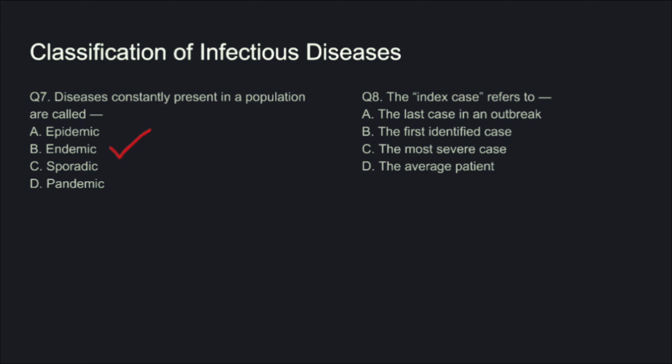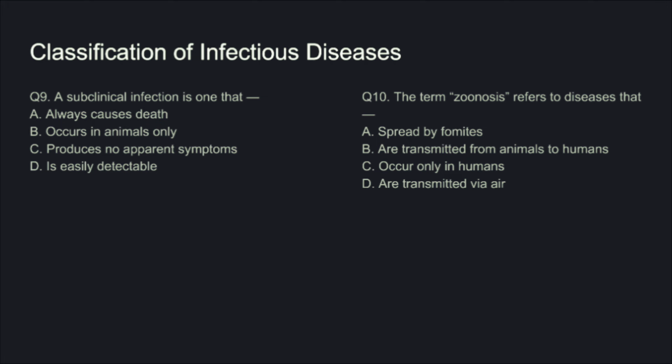Options are A, the last case in an outbreak; B, the first identified case; C, the most severe case; D, the average patient. Correct answer is option B, the first identified case. Question number 9.